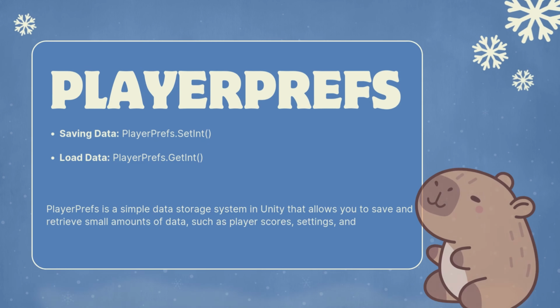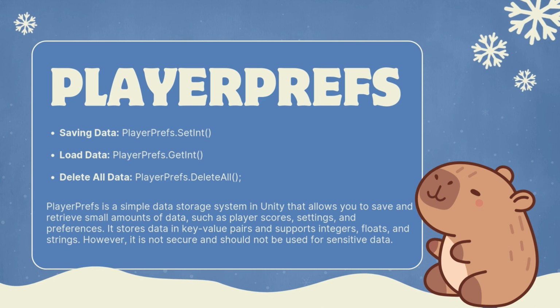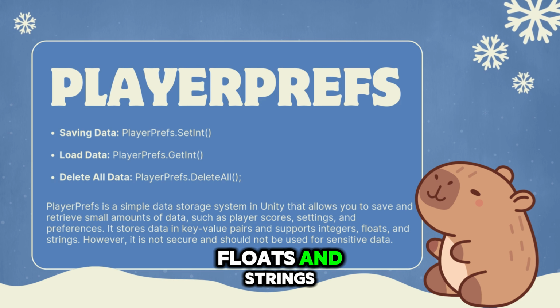In this tutorial, we will explore how to use PlayerPrefs in Unity to save, load, and delete data. What is PlayerPrefs? PlayerPrefs is a simple data storage system in Unity that allows you to save small amounts of data, such as player scores, game settings, and preferences. It works by storing data in key value pairs and supports three types: integers, floats, and strings.